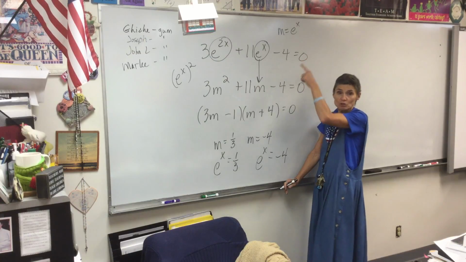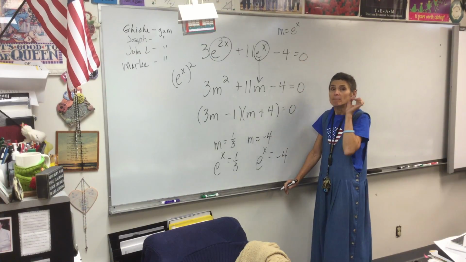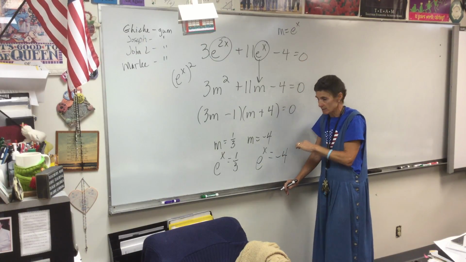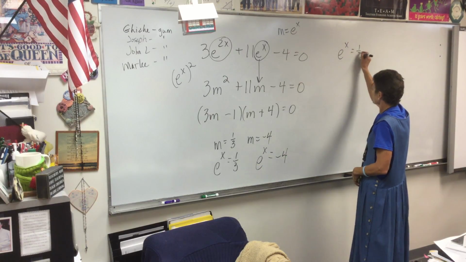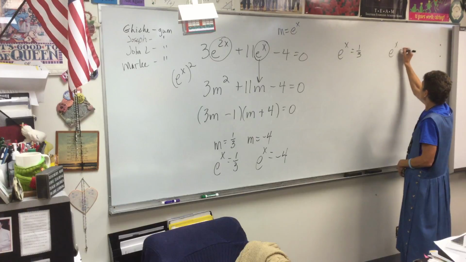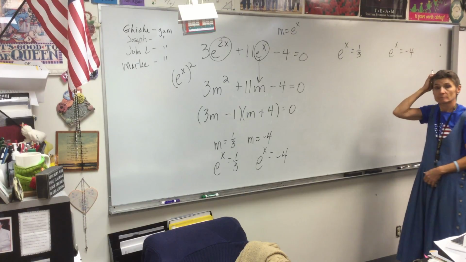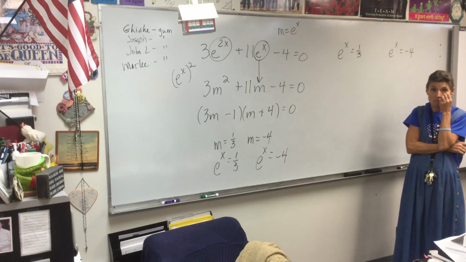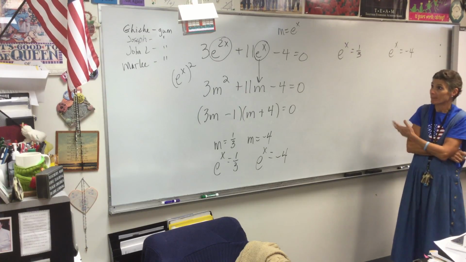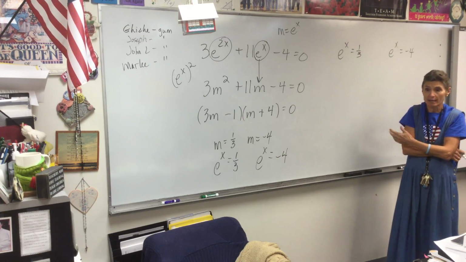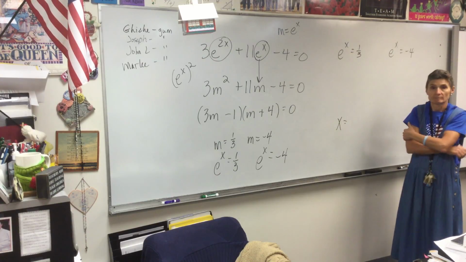So now I'm going to substitute back in and say, okay, but m is really e to the x. So e to the x is a third, and e to the x is -4. So now I'm at this point, and my job is to figure out what x is. What is x?